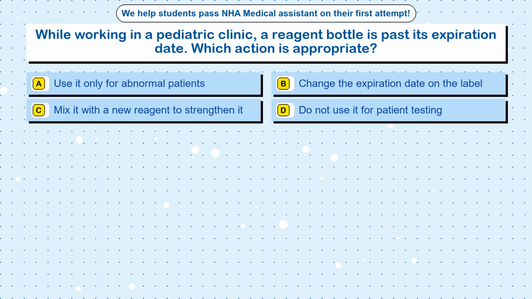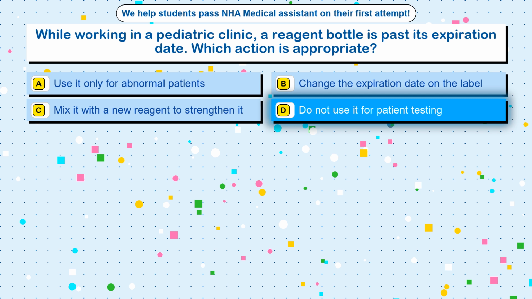Question 73. While working in a pediatric clinic, a reagent bottle is past its expiration date. Which action is appropriate? Option A, use it only for abnormal patients. Option B, change the expiration date on the label. Option C, mix it with a new reagent to strengthen it. Option D, do not use it for patient testing. The correct answer is option D, do not use it for patient testing.